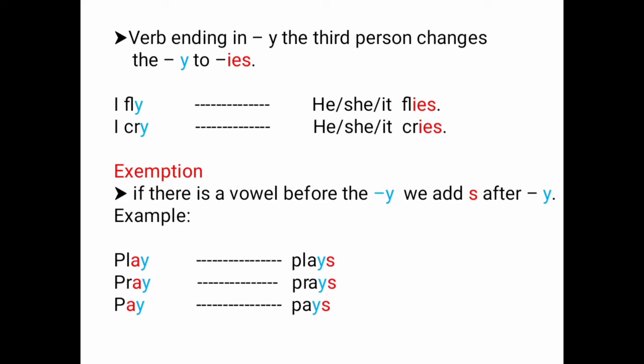Here is one more example. I cry. He cries, she cries, and it cries. There is an exception: if there is a vowel before the y, we add s after y. For example, play will become plays, pray will become prays, and pay will become pays whenever we use it with the third person singular.